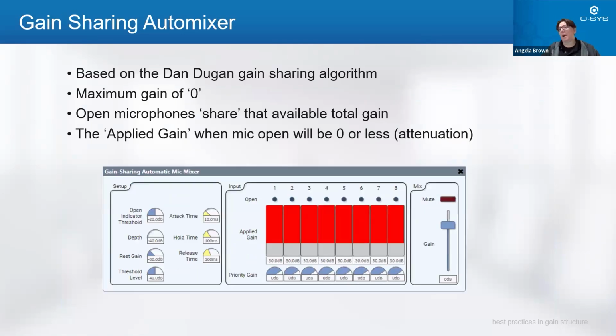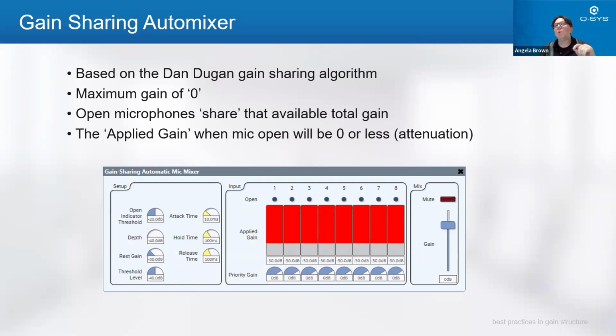So now we're going to talk about the gain sharing version of this. The gain sharing version also keeps a fixed level going out, but it does it a little bit differently. It basically says that the maximum gain is 0. And every time a microphone is open, they get a share of the gain. They get a piece of that. So if 1 mic is open, it gets all of it. If 2 mics are open, they share, and they each get half of the gain. So it's a little bit different way of gain sharing.